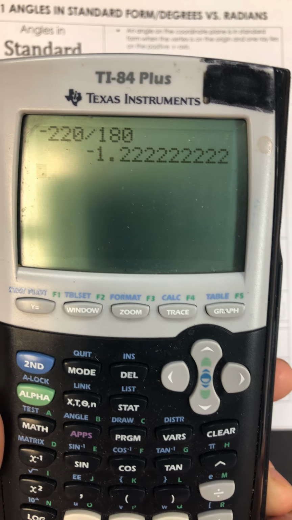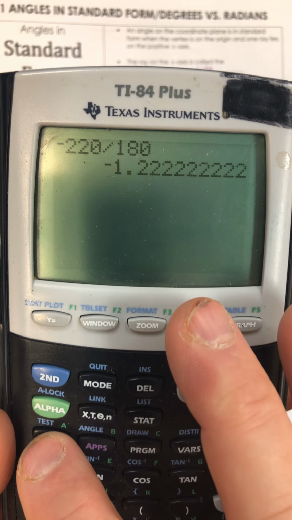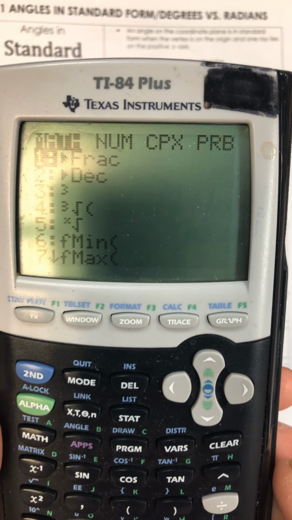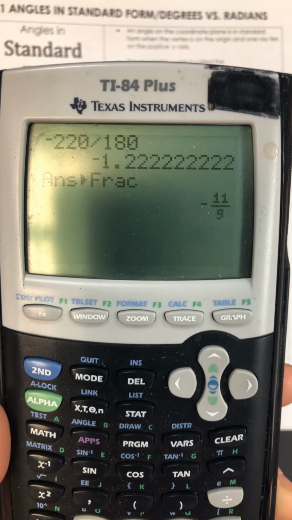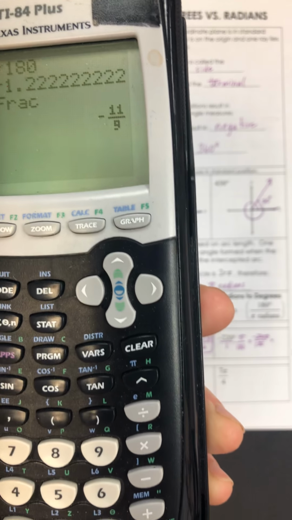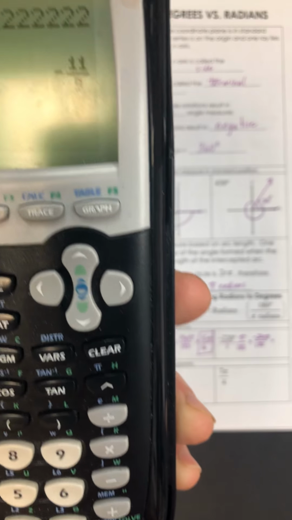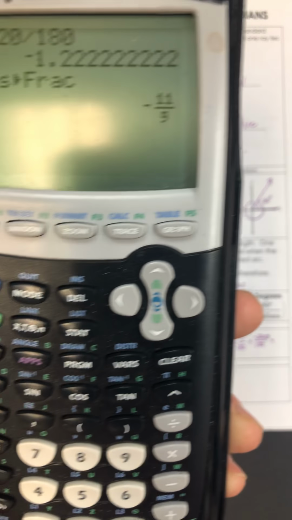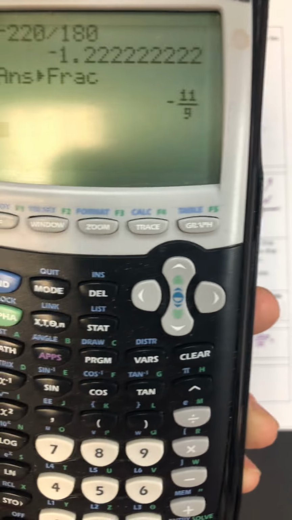And it gives me some decimal. And if I hit the math button, and number 1 is in a fraction, I can see, oh, the new fraction is, what is that? The lighting's a little off, but it's 11 over 9. So negative 11 over 9. And leave the pi.